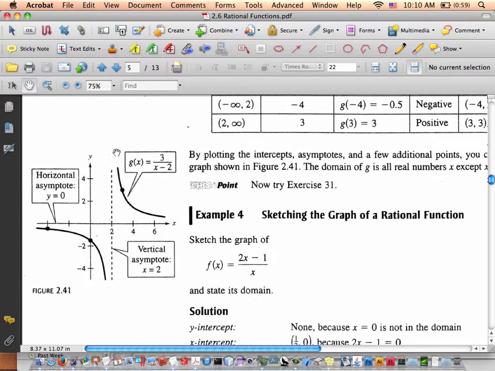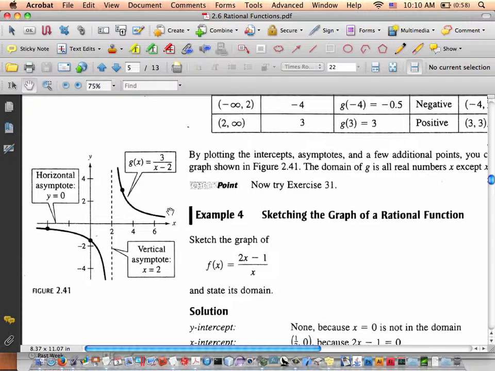So what we do first, Sydney, is we put a dashed line through 2, and that's the vertical asymptote, excuse me. We put 0, negative 1.5, that's the y-intercept. And now as I approach 2 from the left, I know that the function is going to go down, down, down, down.